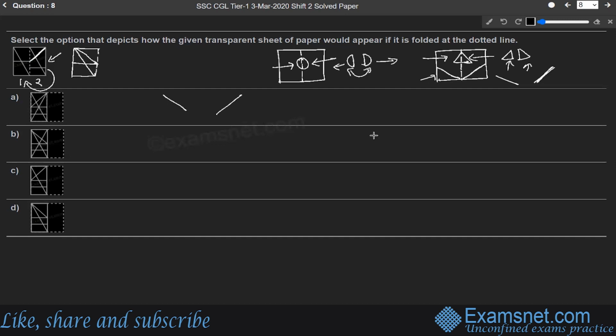This is the first line. Now the second line is the large line segment. You can see that this is the large line segment. It is in this direction. So in the left hand side, it will be in the opposite direction.